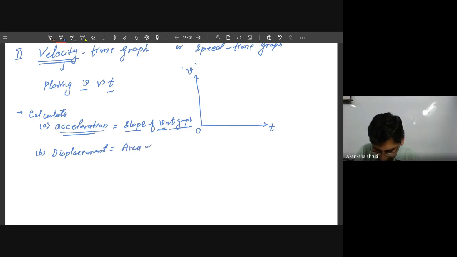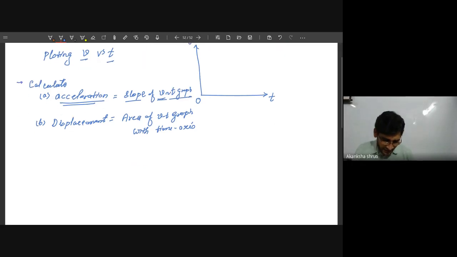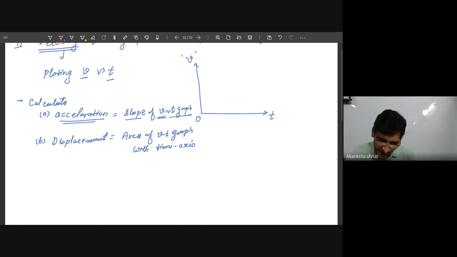That is given by the area of the VT graph. It is with respect to the time axis. With the time axis, this thing we have to keep in mind. Means what? What is the first one? The first one is that if I have the plot of any object in motion, then the point from where it is going to start is called the initial velocity.